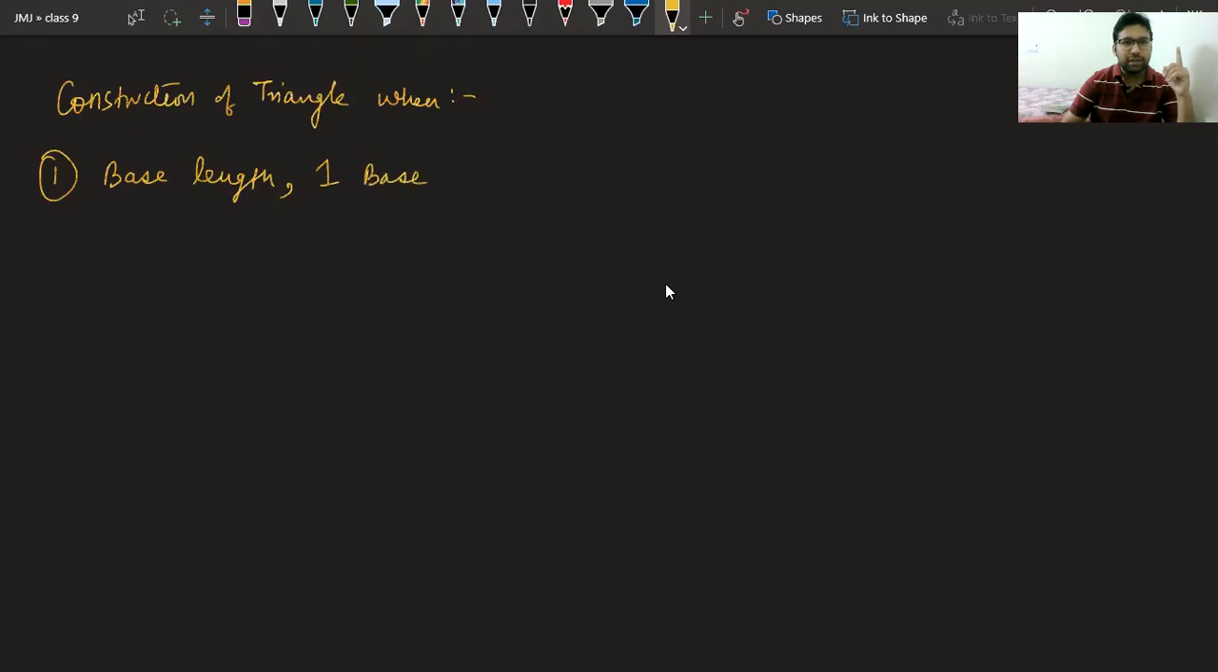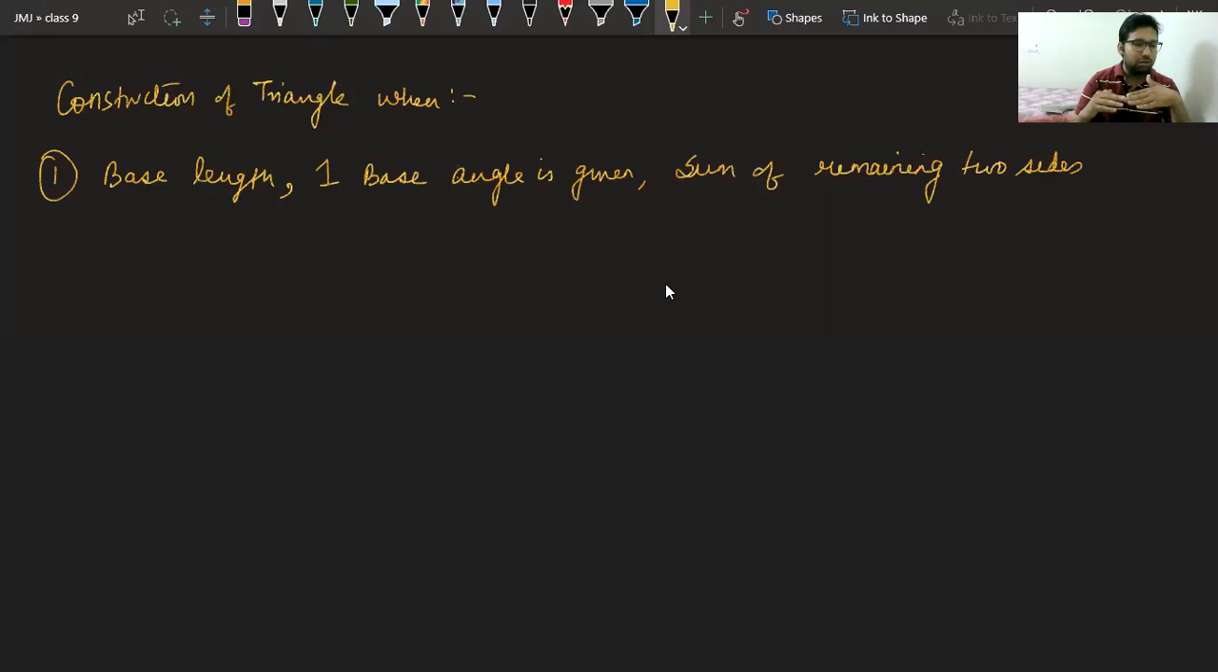One base angle is given, and the third one is sum of remaining 2 sides. This is the first scenario in which they will be giving you a base or some measurement, a base angle, and sum of remaining 2 sides. And you have to construct a triangle. So we will learn this one today.